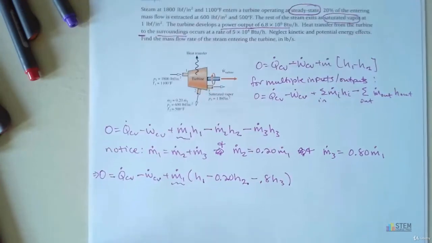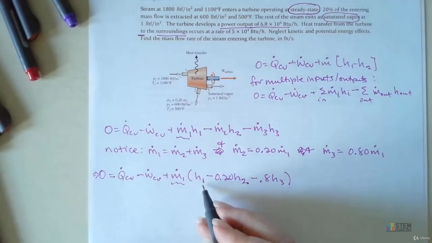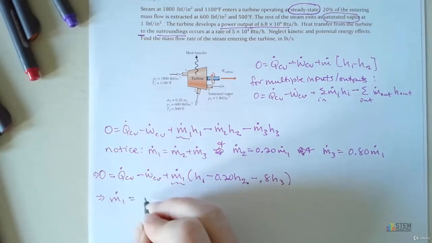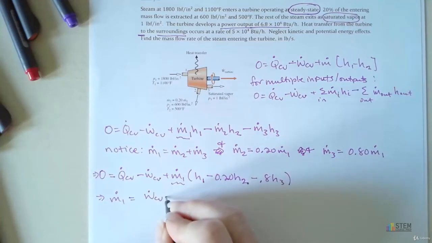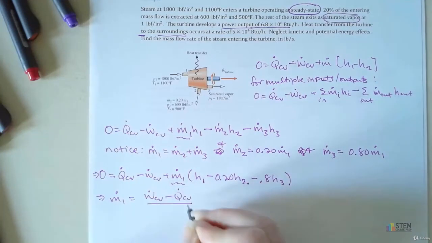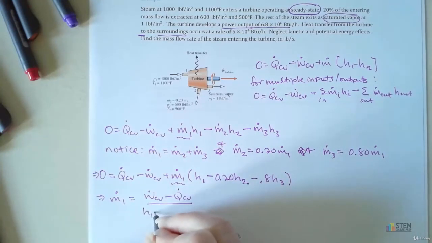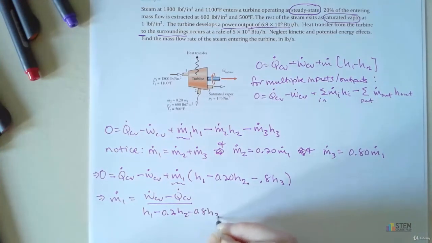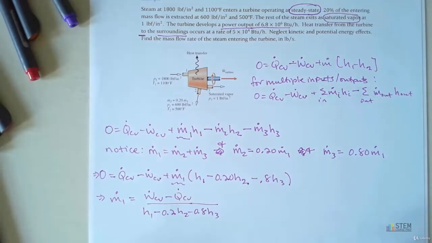Okay. Now what we're looking for is this right here. So let's go ahead and solve this equation for M1 dot. M1 dot is going to be W dot minus Q dot over H1 minus the 0.2 H2 minus the 0.8 H3. We have numbers for these two things up here at the top. Let's plug those in, and then after that we will worry about the H's.